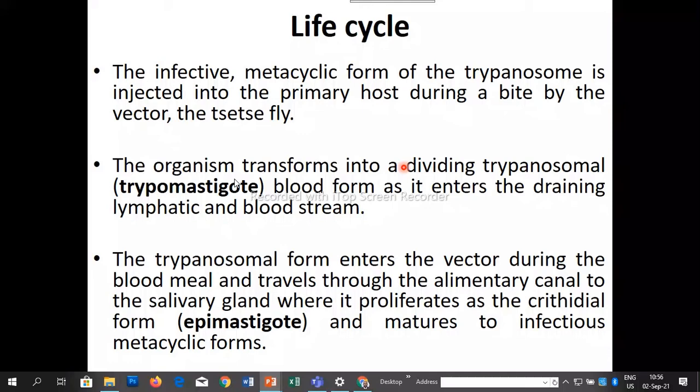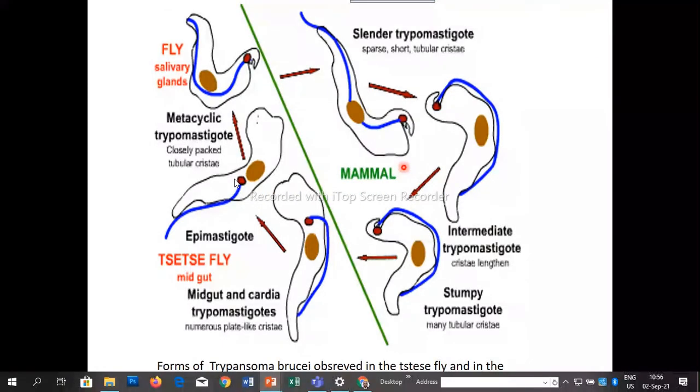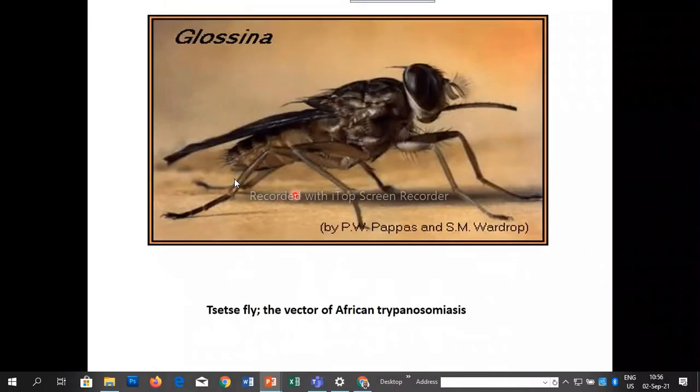So this is the life cycle in the tsetse fly, and this is the life cycle in a host. This is a tsetse fly in the genus Glossina. We say Glossina palpalis, which is known to be a vector of this parasite. Although it's a fly, it is not the same as the house fly that we have in our region.